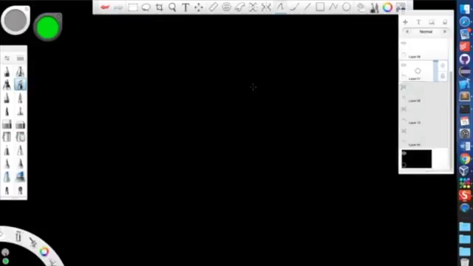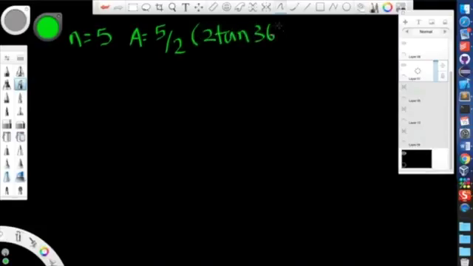Okay, so let's take a look at this. When we used 5 triangles, n equals 5, the equation of the area of that circle was 5 over 2 times 2 tan 36 times 1. It was 1/2 times 5 times base times height.